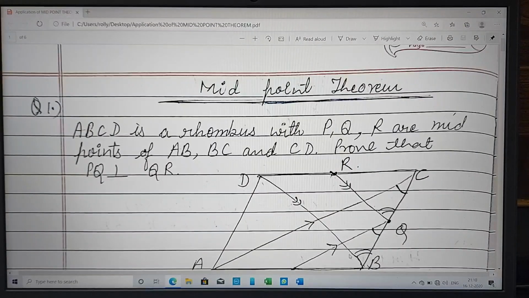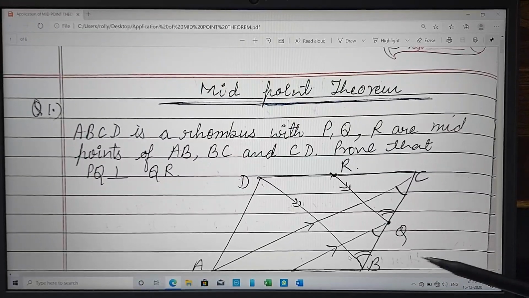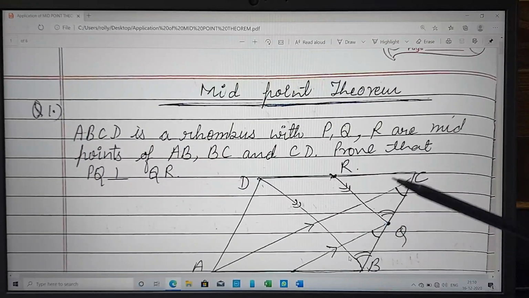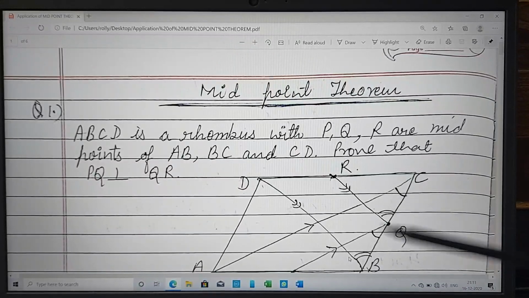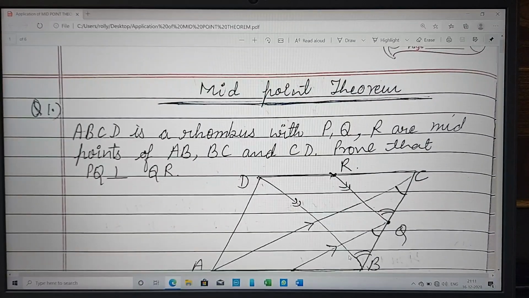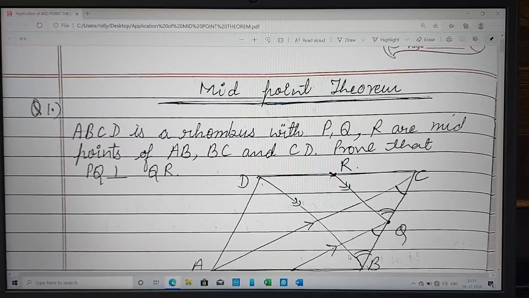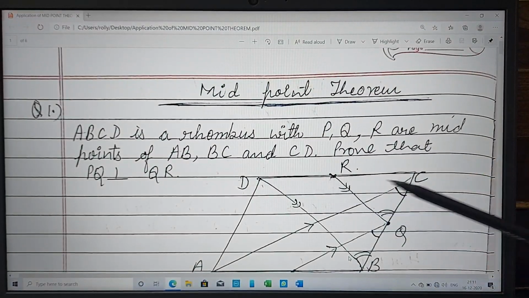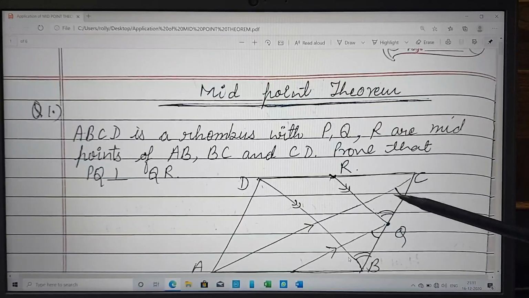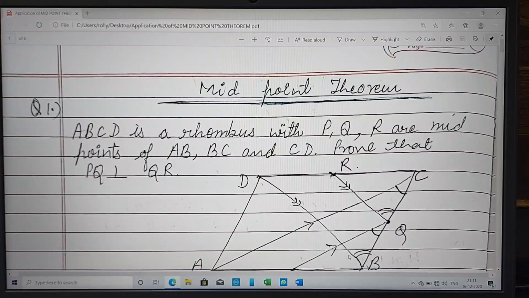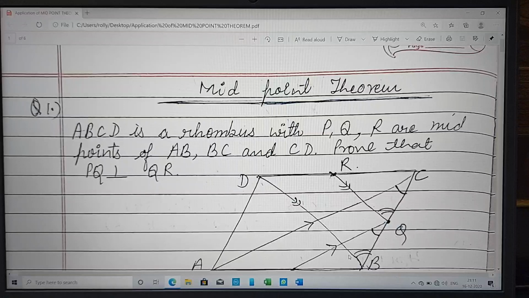But complete angle B and complete angle C, which kind of angles are these? These are adjacent angles of the rhombus. So their sum will be equal to 180 degrees because they are co-interior angles. Sides CD and AB are parallel to each other. So complete angle B plus complete angle C is equal to 180 degrees, because they are co-interior angles.